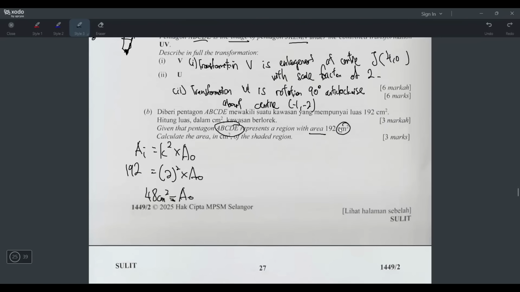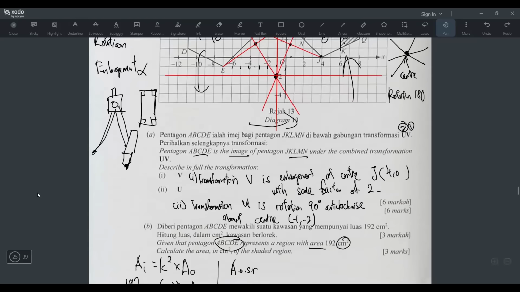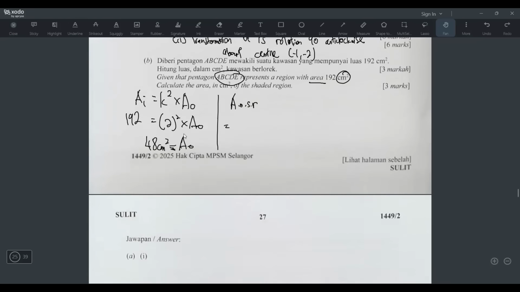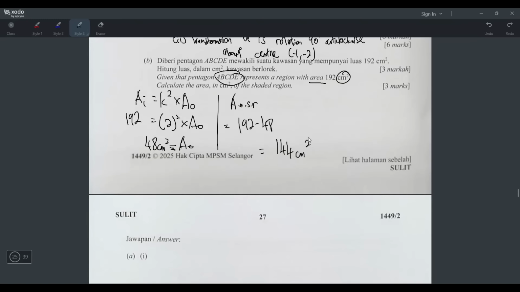Now, to find the area of the shaded region, let's check where the shaded region is. The shaded region is here, right? But you already know the whole thing is 192, because this area and this area will be the same, since they are the same size. So you can just take 192 minus the object, and the object is 48, which I already found just now. So the shaded region area is 192 minus 48. The final answer is 144, and the unit is cm squared. So that's the answer.